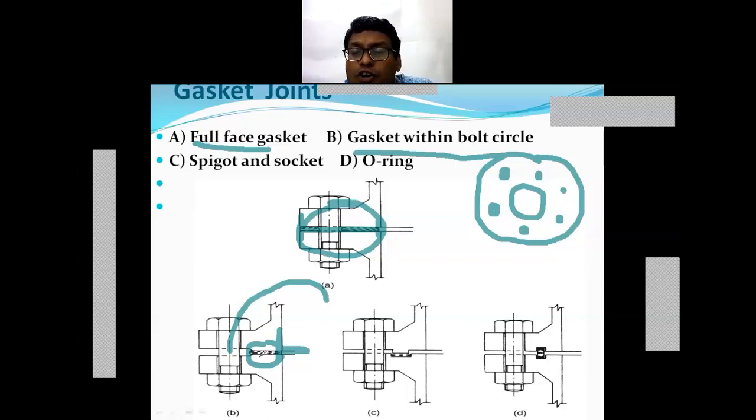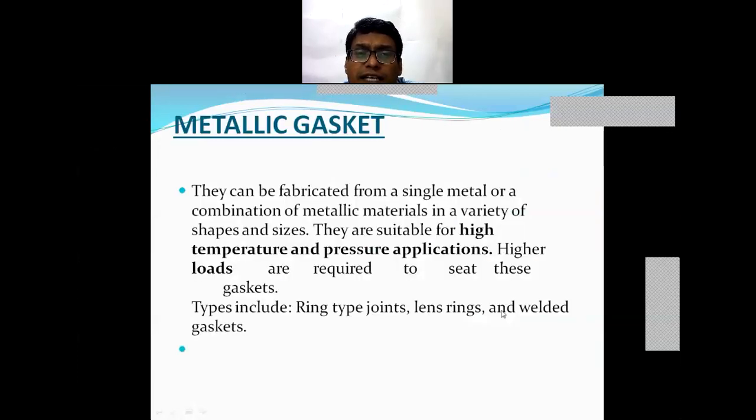The spigot and socket arrangement is also called the tongue and groove. In the groove, the gasket will be available, and the tongue compresses that gasket so that the leakage will be prevented. Next is the O-ring gasket. A circular ring is provided or fitted in between the grooves provided in the flanges. So all these are the different gasket joints.